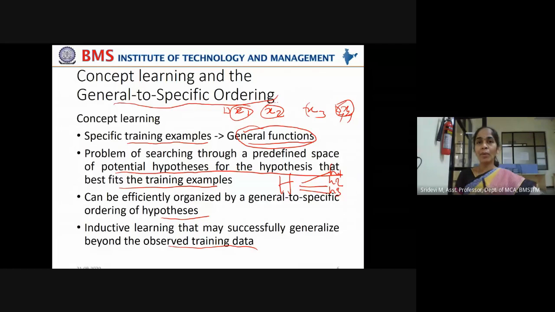Right? It means you're performing inductive learning here. You're trying to observe the previous data and derive some inference. You're trying to derive some conclusions from the previous data. This is called inductive learning, and the machine also does the same. Inductive learning, which may successfully generalize beyond the observed training data, which can generalize well to the new data, right? That is called inductive learning.